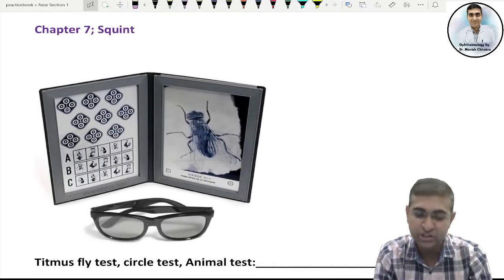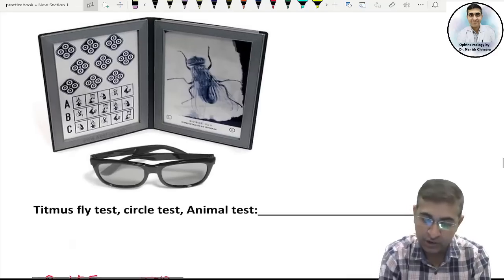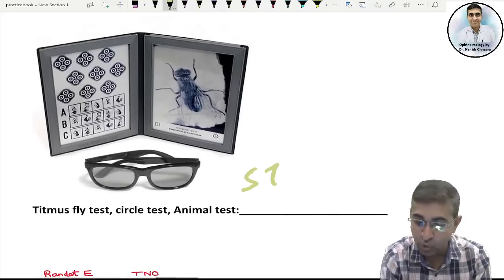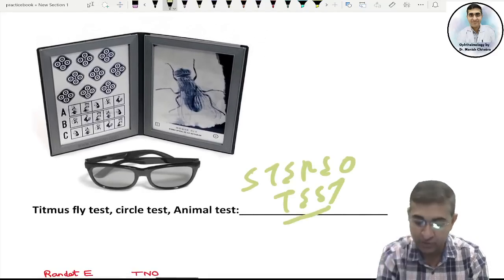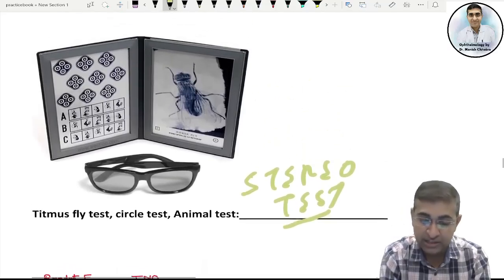Now coming over to the next chapter, which is that of squint. So what is this? These tests are known as stereo tests. They actually test your three-dimensional visual acuity. These are stereo tests. So, Titmus fly test.